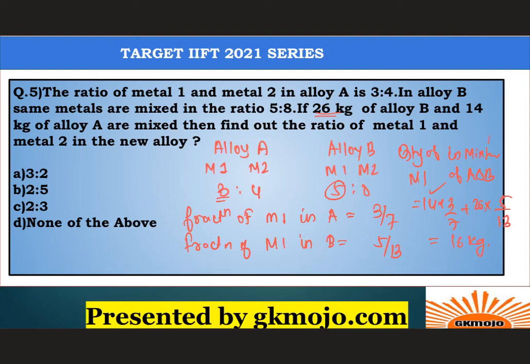Okay, so you get 16 kg of metal 1, and total is how much? Total is 26 plus 14, which is 40, right? Alloy B and alloy A are mixed, 26 kg of alloy B and 14 kg of alloy A. So out of this 40 kg, 16 is metal 1, right? So what would be the ratio? The ratio would be 16 upon 40 minus 16, right? So what will you get? You'll get 16 upon 24, right? So 8 2s are 16, 8 3s are 24. The final ratio comes out to be 2:3, which is option C.